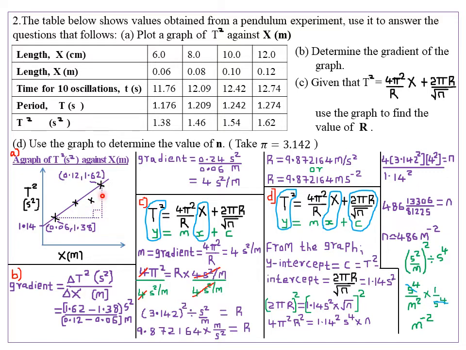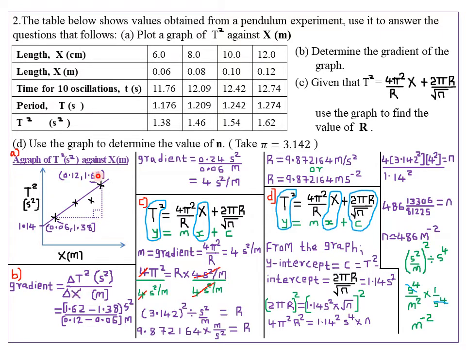Then you indicate when you are finding the gradient of your graph. For part B, we are required to determine the gradient of the graph. Of course, you just find change in t squared, that is the value in the vertical axis, divided by the change of values in the horizontal axis. And in this case, we shall have change in t squared, because we have t squared on the vertical axis, divided by the values in the horizontal axis, which is delta x in meters.